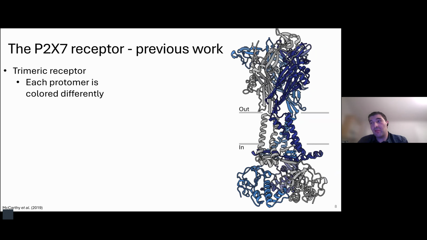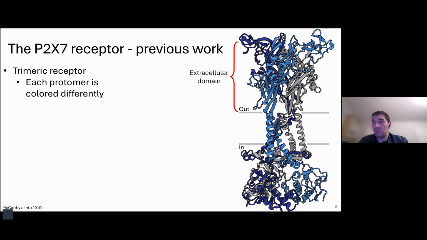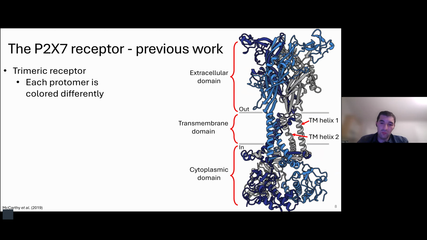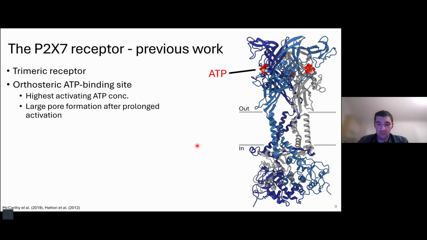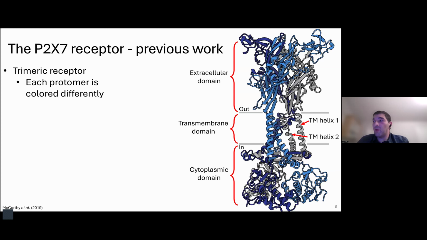All P2X receptors have a large extracellular domain and a transmembrane domain, where each protomer contributes 2 alpha helices to the channel pore to form a total of 6 transmembrane spanning helices. Here we have the inner TM helix 2, as well as the outer TM helix 1. Some of what make P2X receptors different from each other are their unique cytoplasmic domains, such as the one seen here for P2X7.